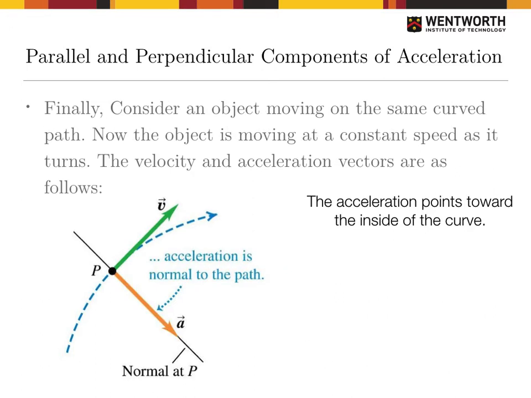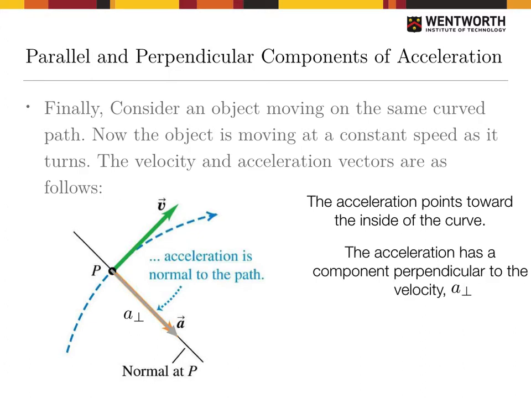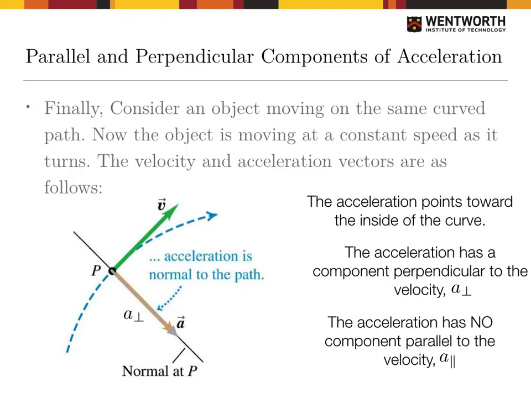Lastly, suppose we have an object moving on the same curved path, but it is moving at a constant speed. In this scenario, the acceleration is still pointed toward the interior of the curve. The acceleration has a component perpendicular to the velocity, A perpendicular, but this time there is no parallel component of the acceleration. We know this must be the case since we assumed that the object was moving at a constant speed, and the only component responsible for changing the speed is the parallel component of the acceleration.